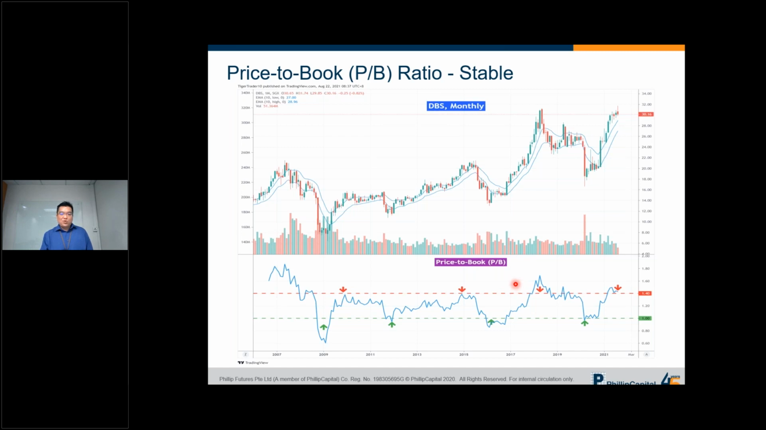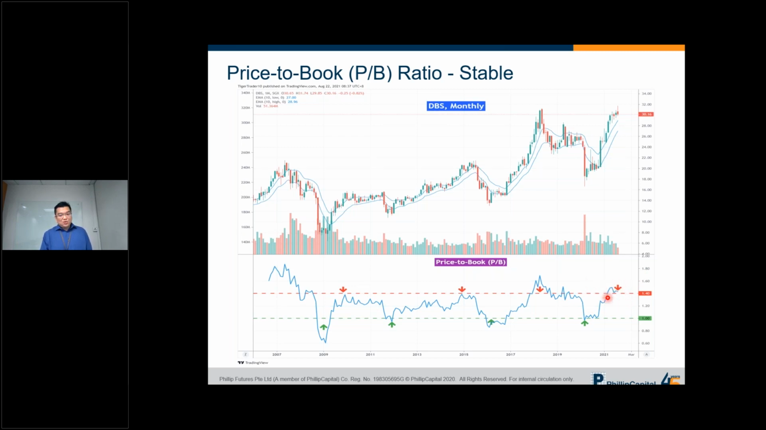Roughly, you can categorize price to book into three categories. One is a stable price to book, where they trade in a range. Like this is DBS on a monthly chart. Its price to book trades within a range of about 1 times to 1.4 times. I used to say that every time it is trading near 1 times, it is in an attractive zone. If it's trading close to 1.4 times, then it is not so attractive. So DBS is trading towards the high zone.